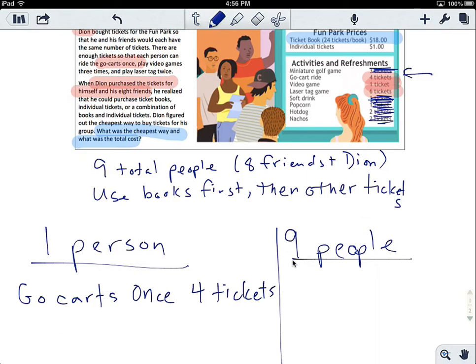I'm just making an organized list of all the stuff that they need to pay for. So go-karts once. Video games, notice this 3 times. So video games was 1 ticket. I'm going to write times 3. And so that's 1 ticket. And here's a tricky thing, times 3, right? Because they have to do it 3 times.